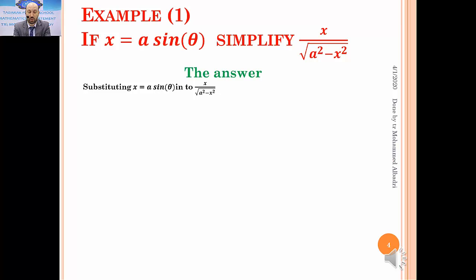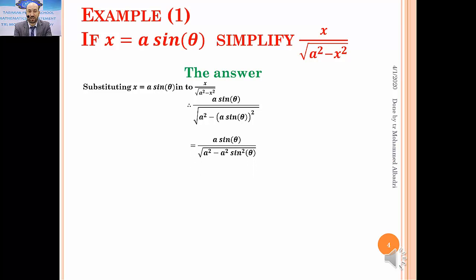So x becomes a sine theta, and x squared here inside brackets is a sine theta all squared. And if we expand it, we will have a square sine squared. And again here we have a square and a square, we are going to take it as a common factor. If we take a square as a common factor from the first one, by dividing we will have 1. And if we divide it here by a square, we will have sine square theta. And 1 minus sine square equals cosine square.